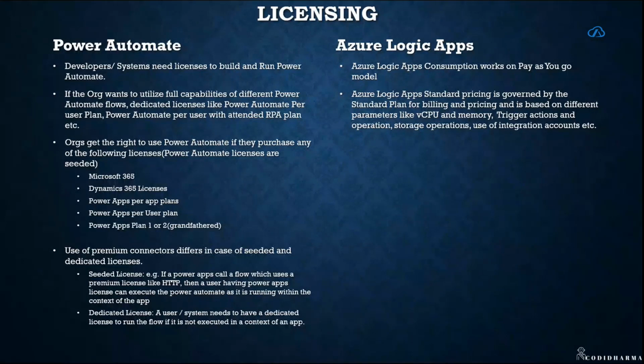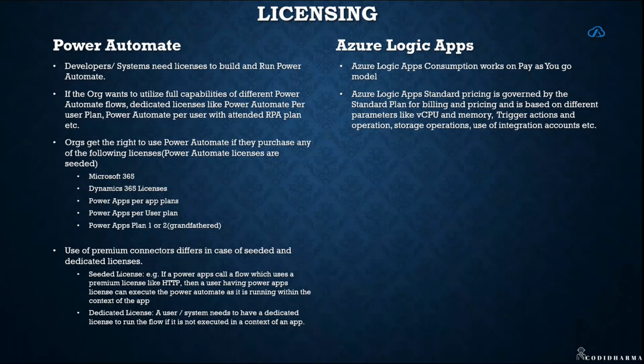Now, a note on the use of premium connectors. The use of premium connectors differs in the case of seeded and dedicated licenses. Now, in the case of seeded licenses, for example, let's say we have a Canvas application which has a flow that makes a call to the backend API, then the HTTP connector that we use in Power Automate is a premium connector.